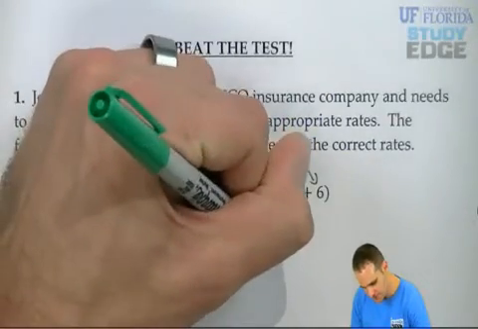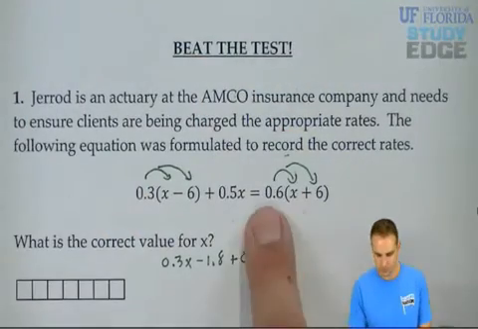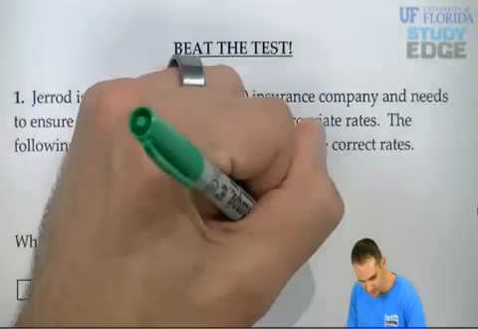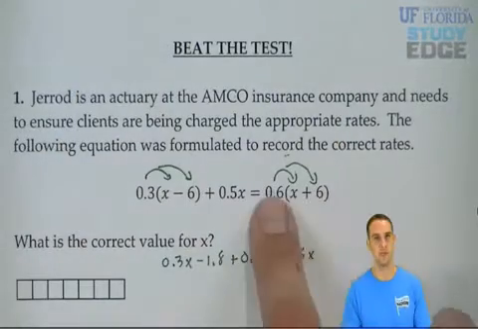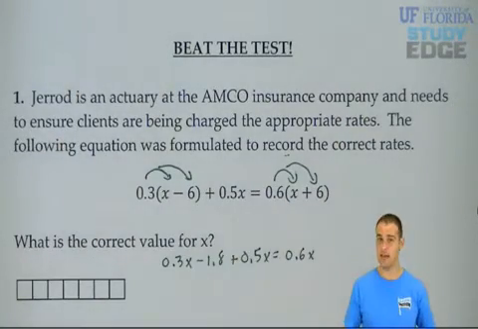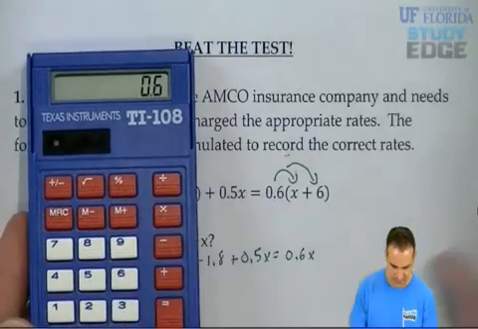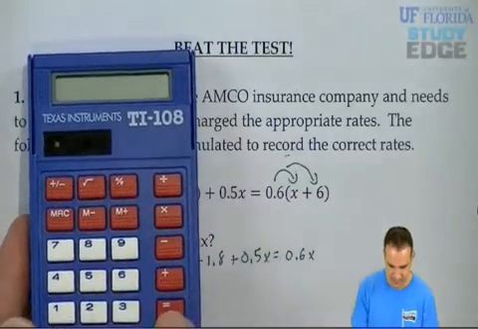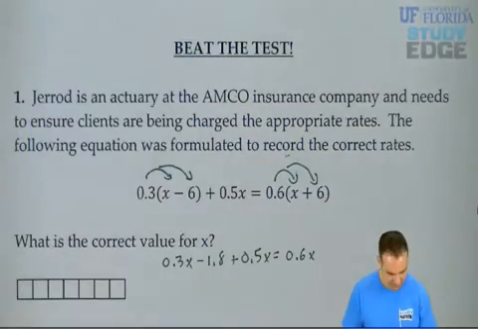Plus 0.5x equals 0.6 times x is 0.6x. 0.6 times 6, again, 0.6 times 6 will give you 3.6.